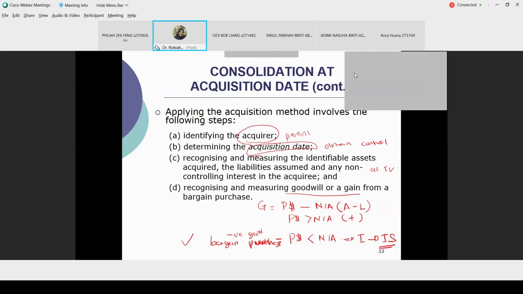But if the purchase price is lower than the identifiable assets, it becomes a bargain purchase. So a bargain purchase here is considered as an income and it is going to be transferred to your income statement. But once you have goodwill, this becomes your asset, and it is transferred to your statement of financial position.